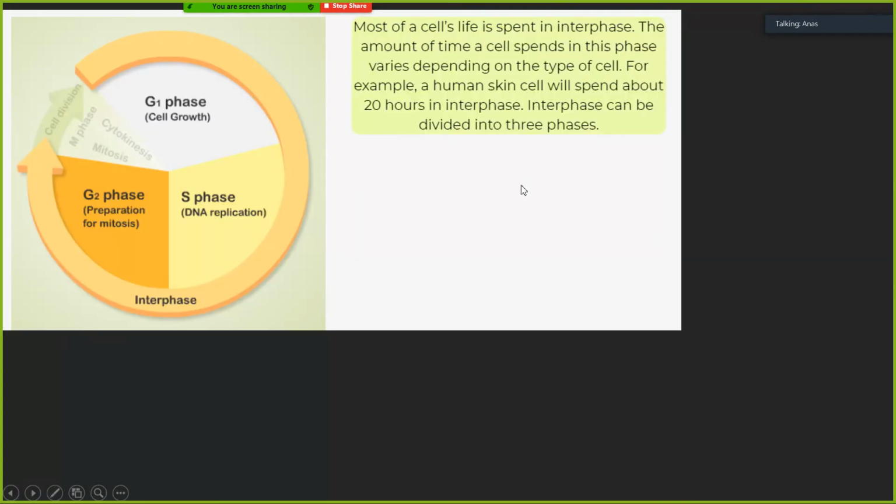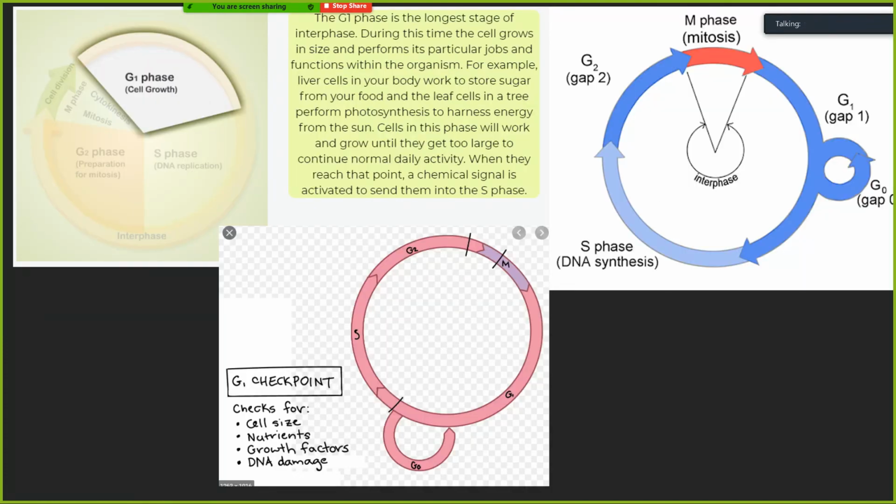Most of the time the cell is in interphase. For example, it says here a human skin cell will spend about 20 hours in interphase. Interphase can be divided into three phases. Usually interphase takes a long period of time, and then cell division occurs much more quickly. So interphase is the longest time of a cell's life.